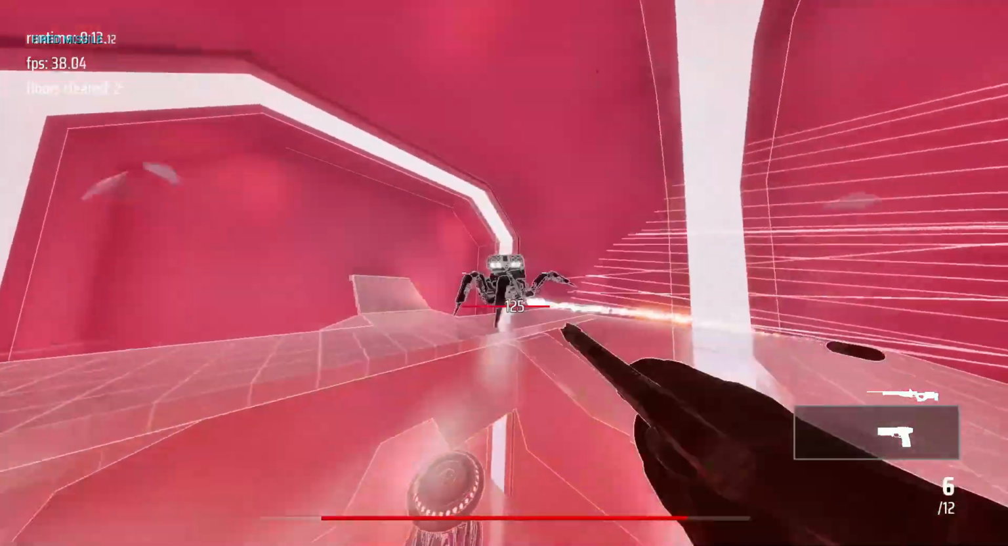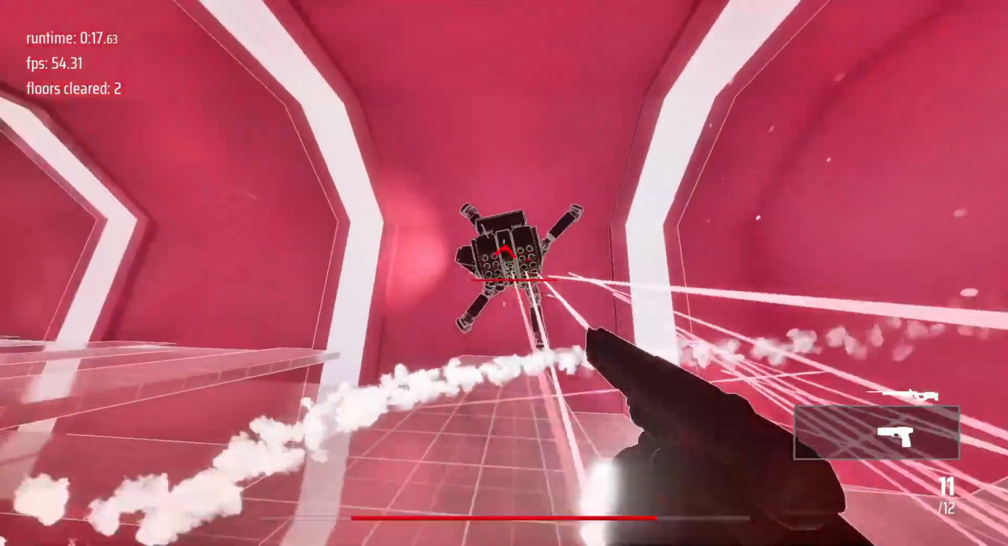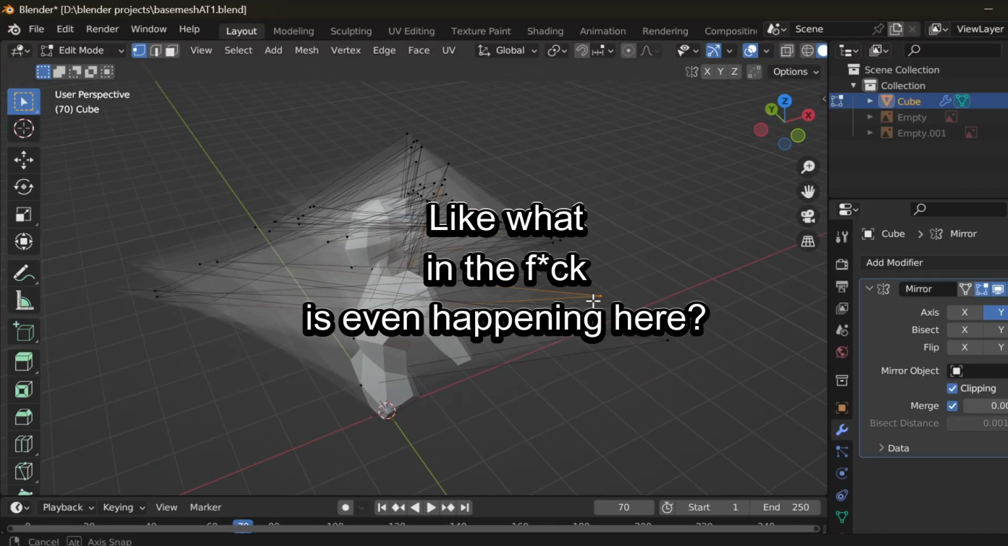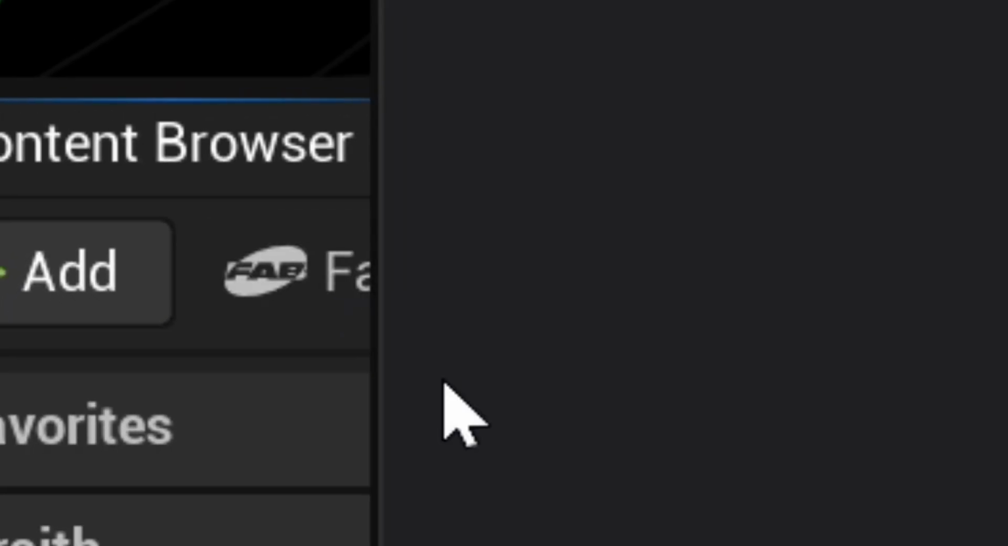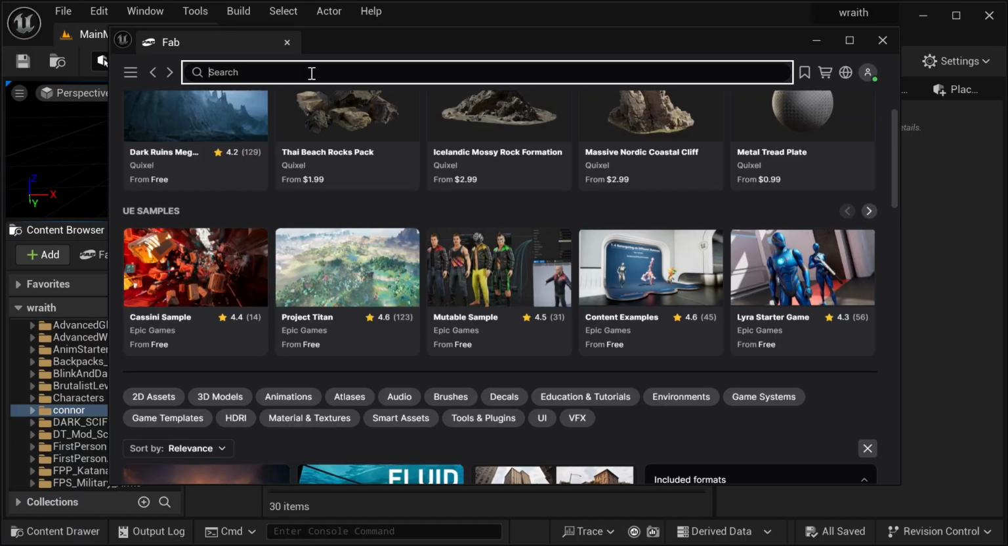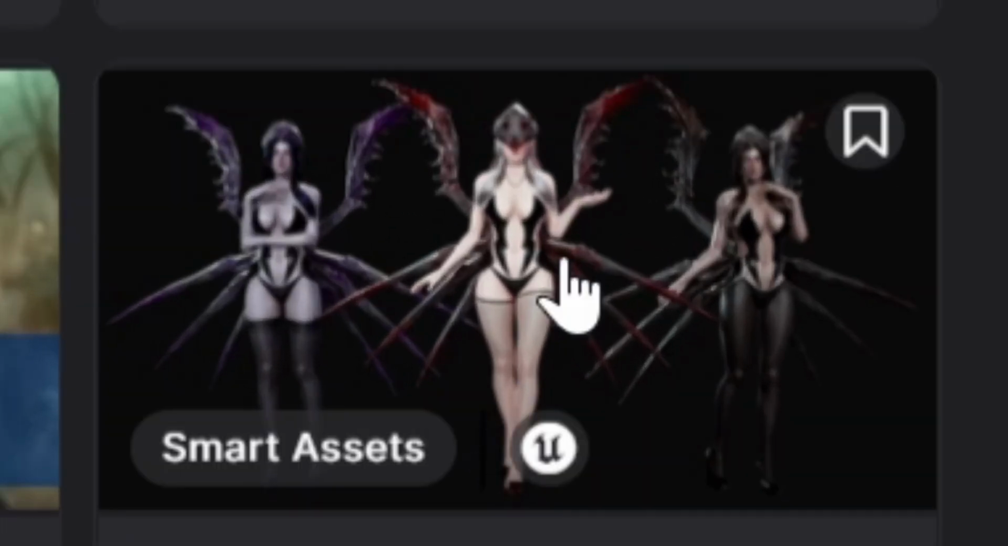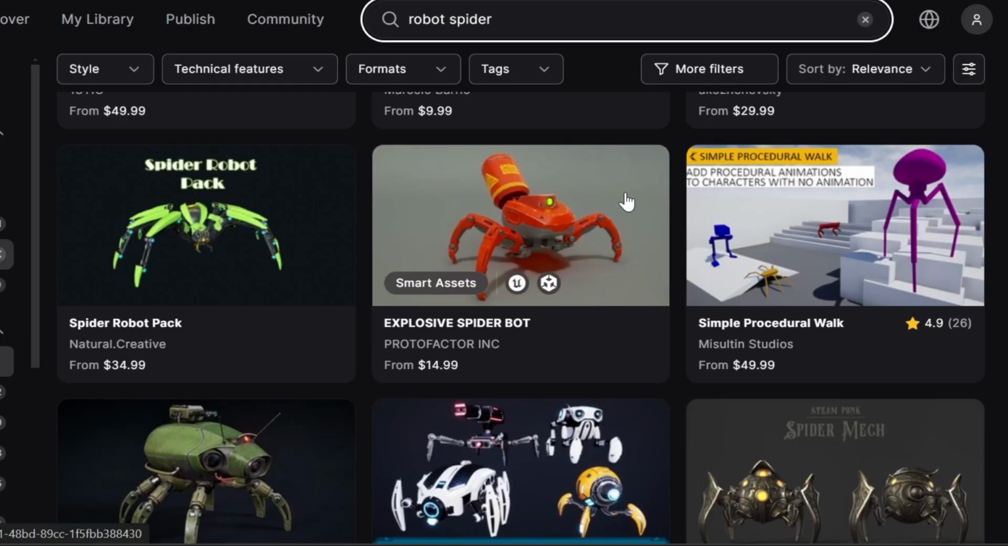This morning I woke up and thought to myself, robot plus spider probably equals fun, so let's make a robot spider. I suck at 3D modeling, so let's try out the new Fab platform that Unreal added. Let's search spider. Okay, robot spider.